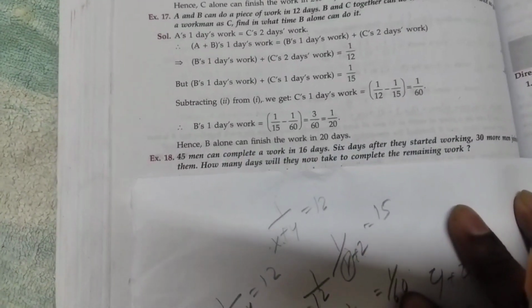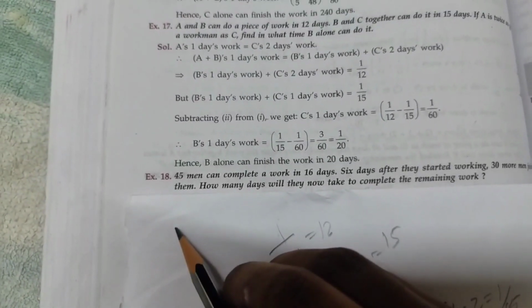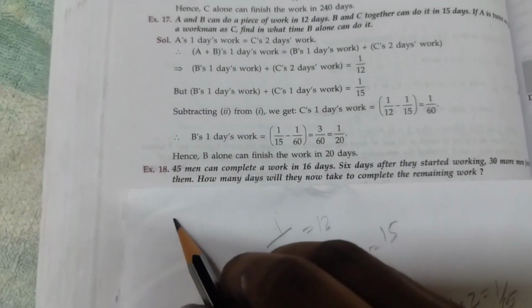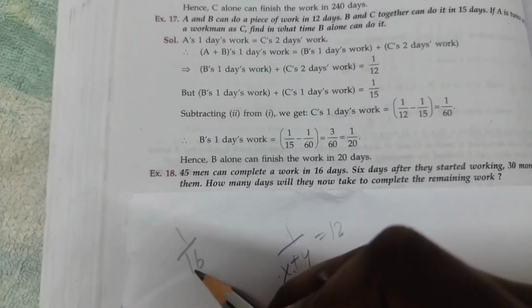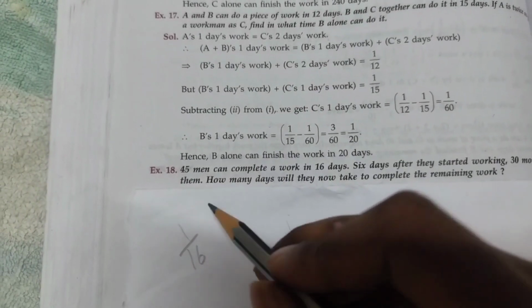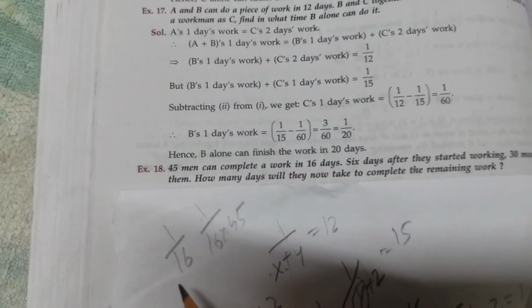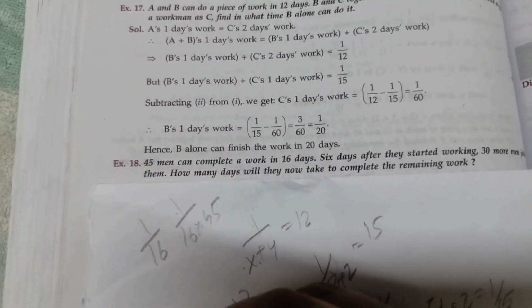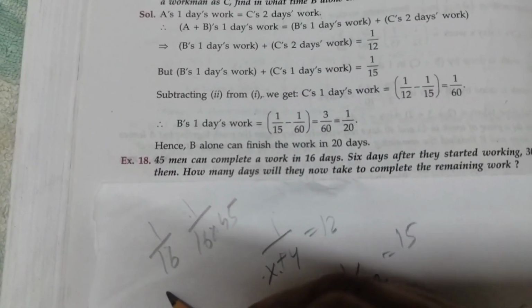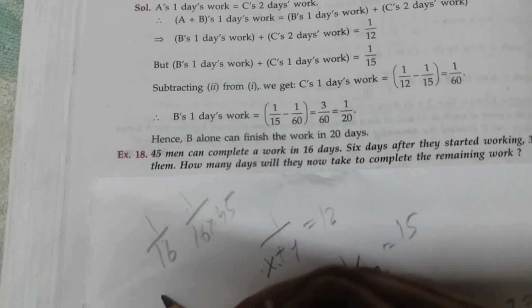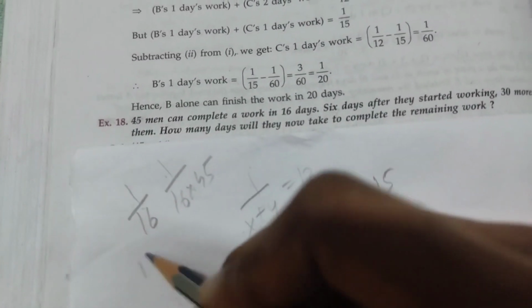Next question. 45 men can do a work in 16 days. 30 more men were added to them. Okay, so 45 men can do 1 by 16th of the work in one day, and one man can do 1 by 16 into 45 of the work in one day. So in 6 days they will do 6 by 16 of the work, so 10 by 16 of the work will be remaining.